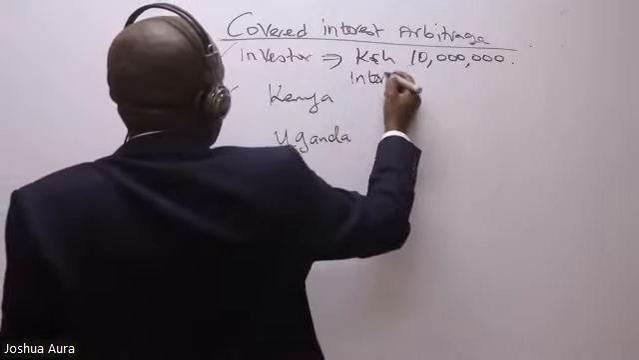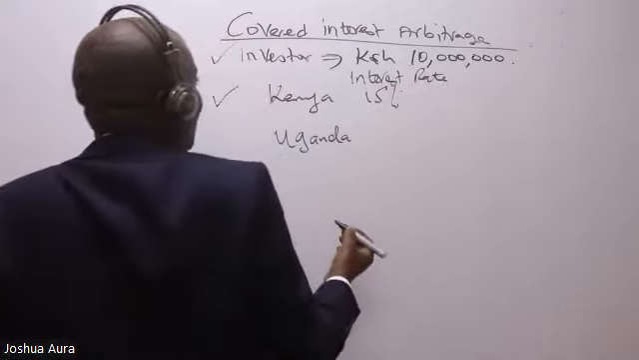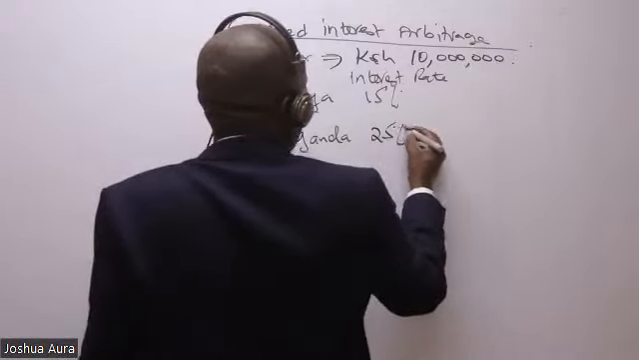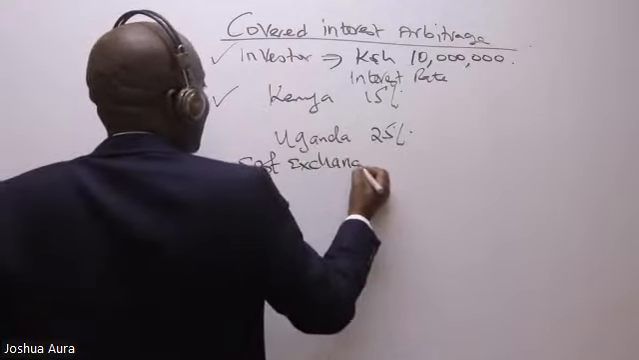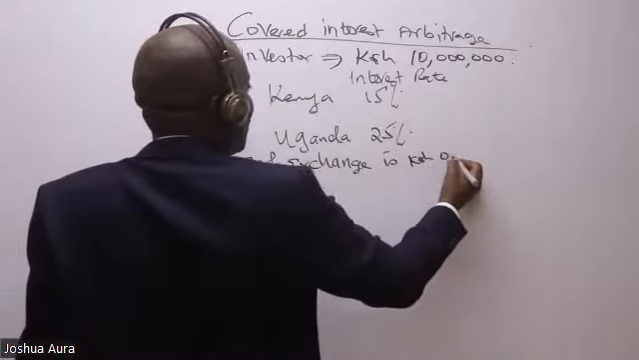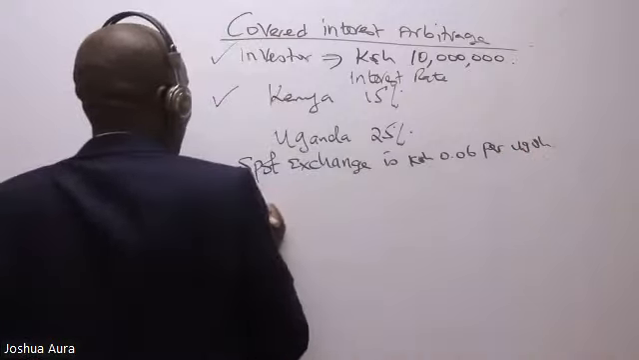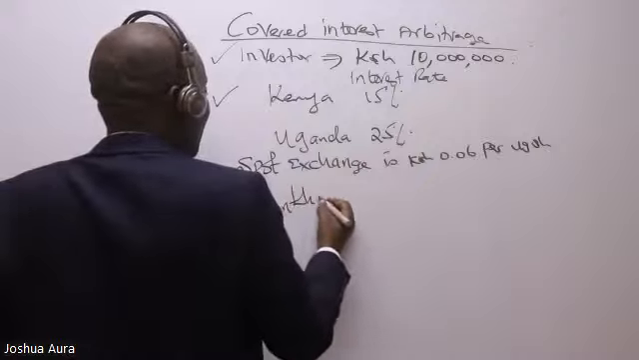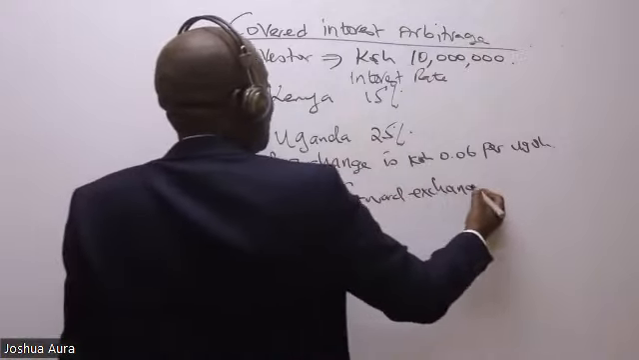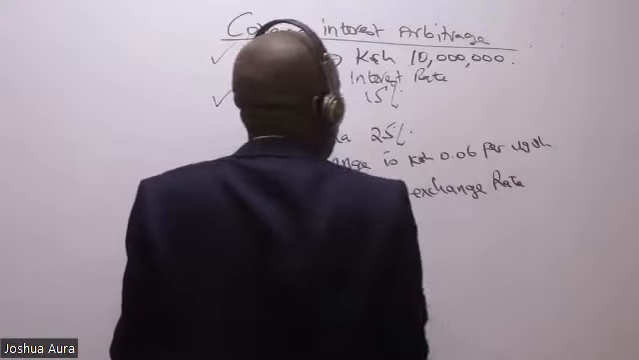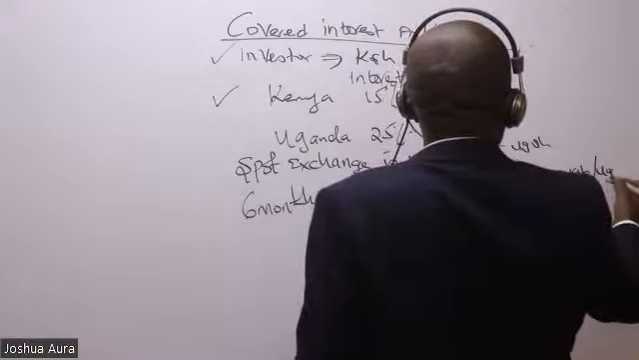So the interest rate in Kenya is 15%. And then we have, ladies and gentlemen, in this case, Uganda 25%. And then they have given us the spot exchange rate. The spot exchange rate is Kenya shillings 0.06 per Uganda shilling. And then we have a 6 months forward exchange rate. The 6 months forward exchange rate is 0.09 Kenya shillings per Uganda shilling.